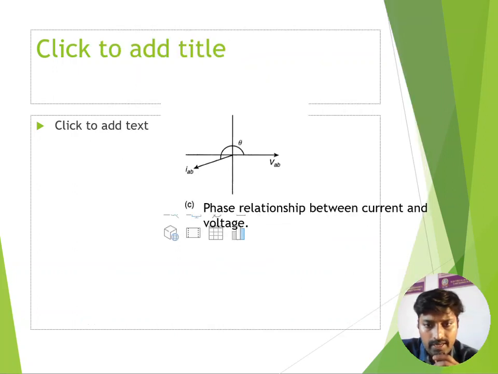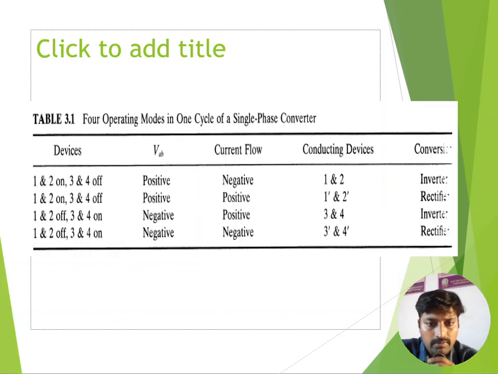So you can check the firing angle: VAB always lags by theta, the phasor relationship between the current and voltage. So simply in tabular form, we can represent these 4 operation modes in one cycle. That is, devices 1 and 2 on and 3 and 4 off. VAB is positive and current flow is negative, and the conducting devices are turn off devices 1 and 2, and the operation is inverter operation.